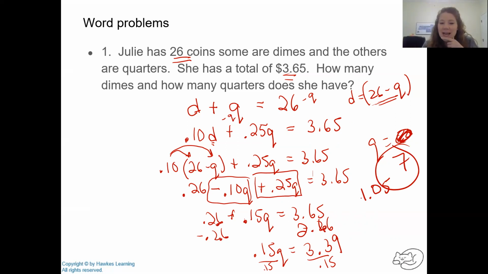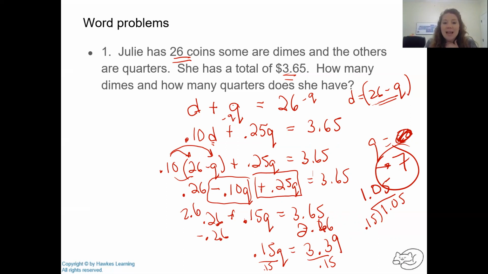All right. So anyway, I messed up this multiplication. This right here should be 2.6. And when I subtracted 2.6 from 3.65, I should have got 1.05, and then I would have divided 1.05 by 0.15, and I would have got 7. So 7 quarters. So Q equals 7.